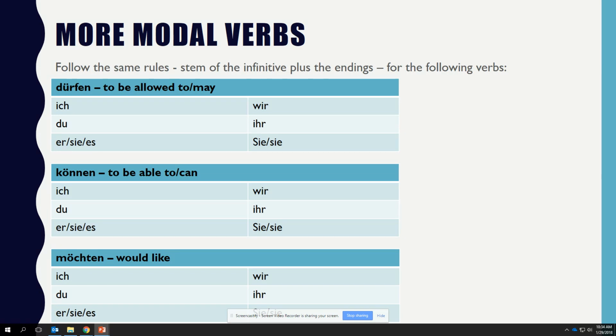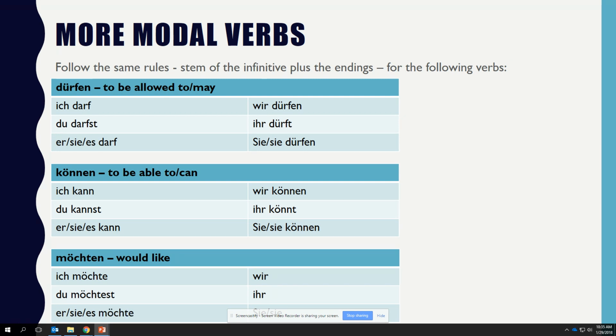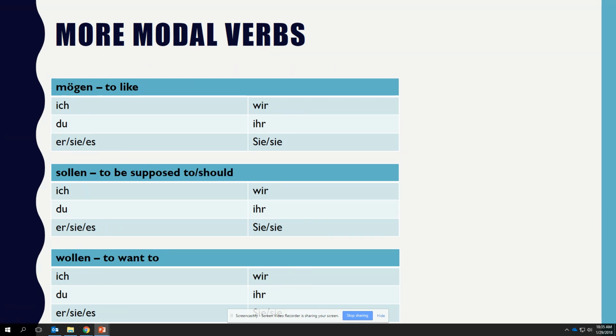You should have for dürfen: ich darf, du darfst, er/sie/es darf. Wir dürfen, ihr dürft, sie and Sie dürfen. For können: ich kann, du kannst, er/sie/es kann. Wir können, ihr könnt, sie and Sie können. For möchten: ich möchte, du möchtest, er/sie/es möchte. Wir möchten, ihr möchtet, sie and Sie möchten.